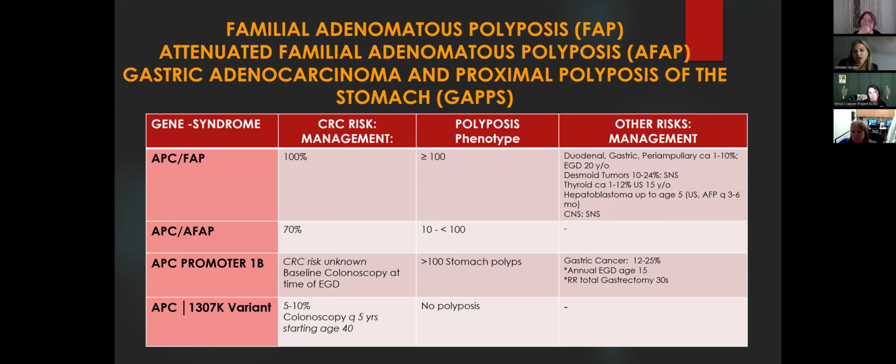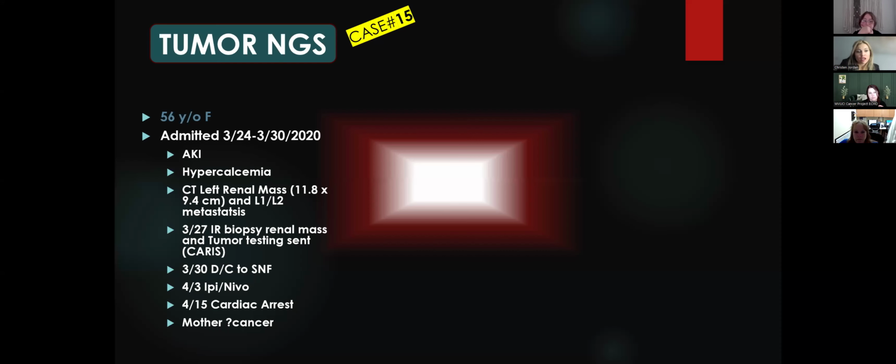These folks have elevated risk for desmoid tumors. Desmoid tumors are actually really rare, so if you see them, you always want to think about FAP and offer colonoscopy and such. They have high risk for thyroid cancer, in children hepatoblastoma, and then, of course, CNS cancers.